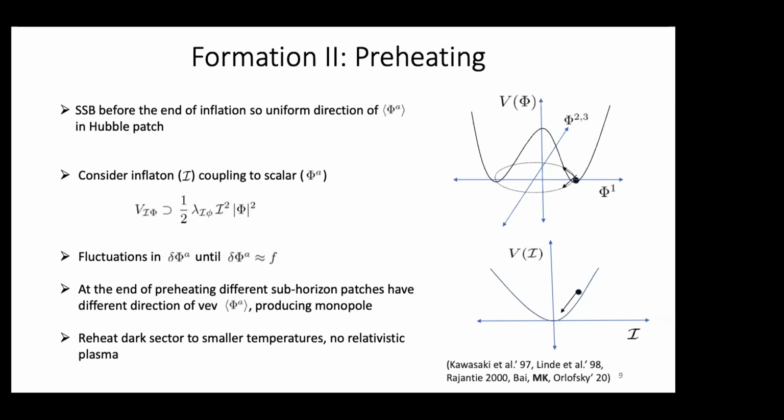After the preheating ends, you can reheat the standard model to some temperature. It should be higher than BBN, but anyway. You also have to take care that the dark sector and the standard model sector are kind of decoupled, not thermalized, because you will also have some dark photon, and we don't want to mess up the BBN. So you have to reheat the dark sector to a smaller temperature than the standard model.